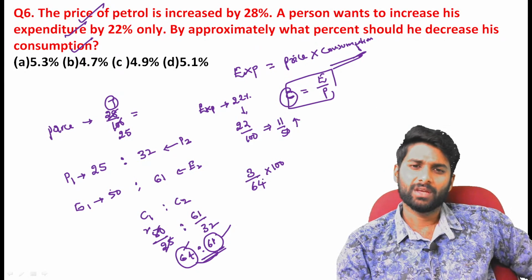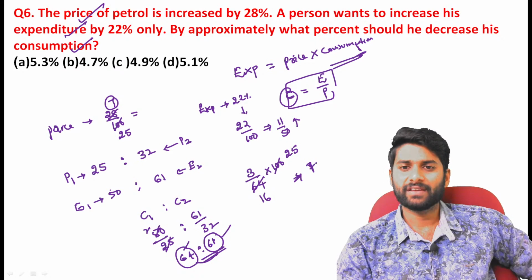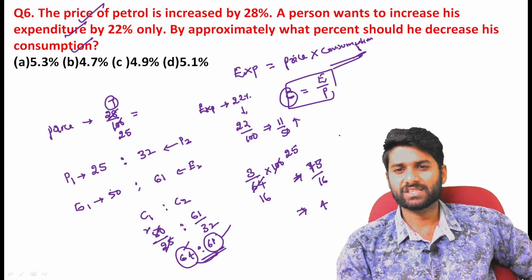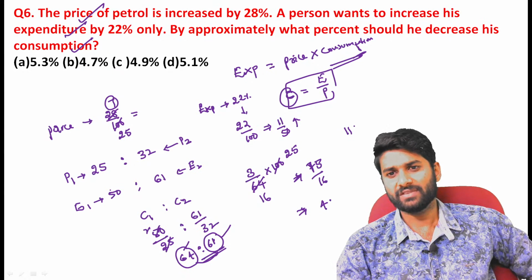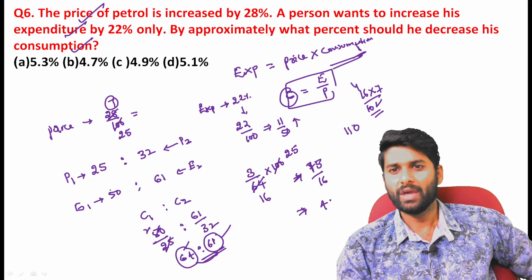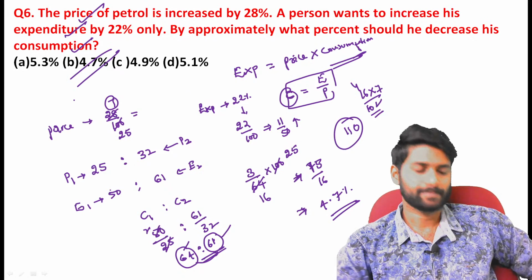Now, see, 4 into 16, 4 into 25, guys. Now, see, 25 threes are 75, 75 by 16. Now the value becomes, see, 16 fours are 64. We are left with 11. Now we take it as a decimal here, we have a 0. And 16 goes 7 times, guys. 7 6s are 42, 4 here, 7 1s are 7, 1 not 2. So approximately the value becomes 4.7%.